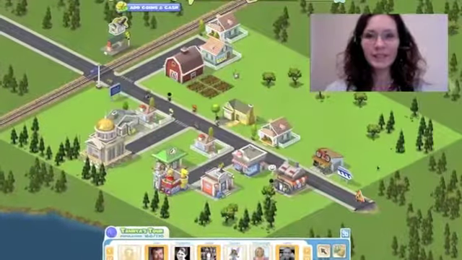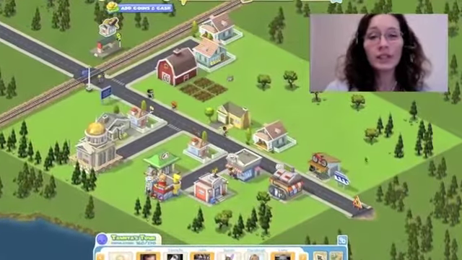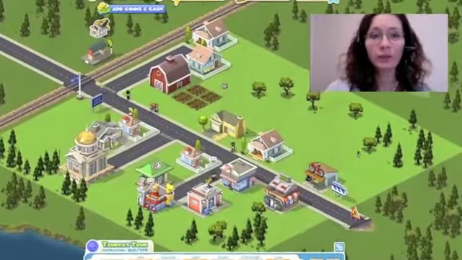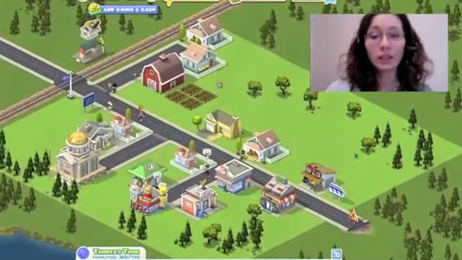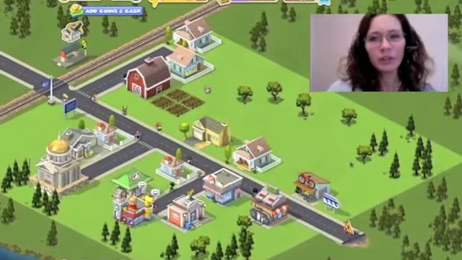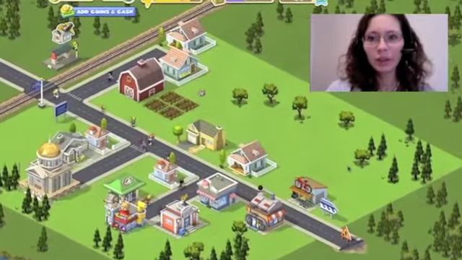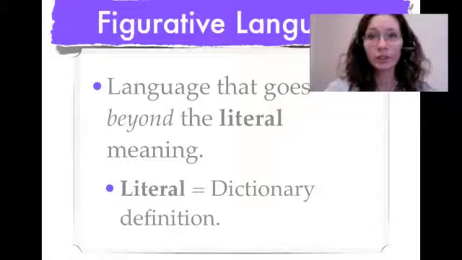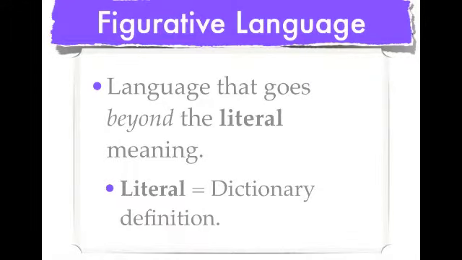Hey class, Miss Olin here. I want to tell you the secret to the successful growth of this city. It is the language spoken there by all. You may not notice it at first, but I'll help you out. The language is called figurative language. Figurative language goes beyond literal language. It is not the dictionary.